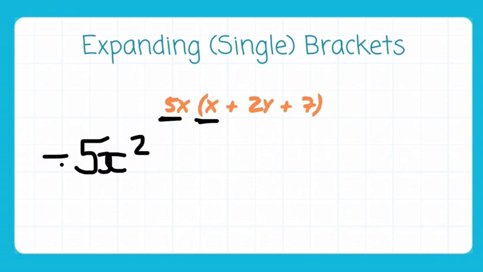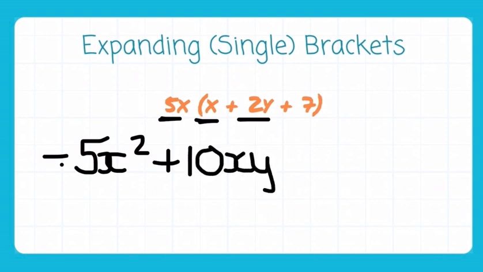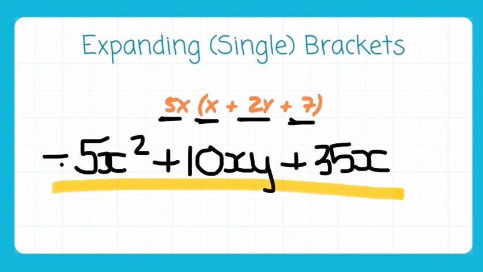We take the 5x and we times it by 2y. Here we have 5 times 2 is 10. And then we have an x and we have a y. Now we take the 5x and we times it by the 7. And we get 35x. And that one's all done. We can't simplify it anymore from there.